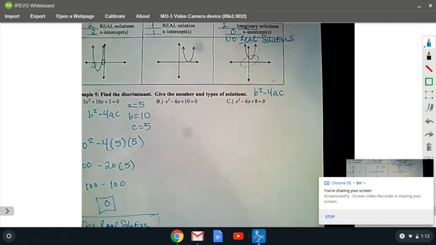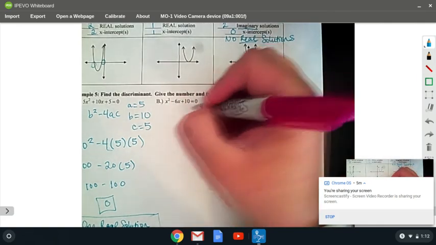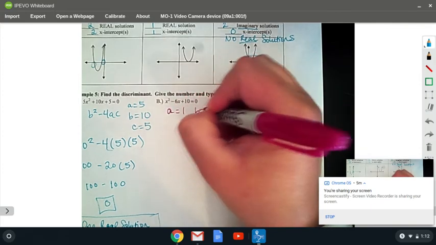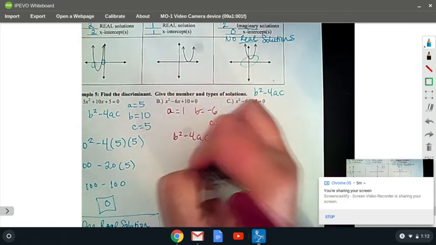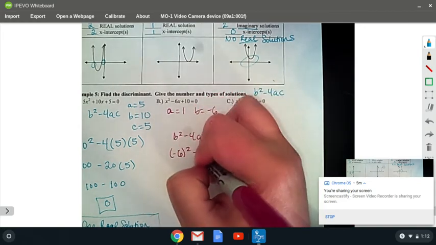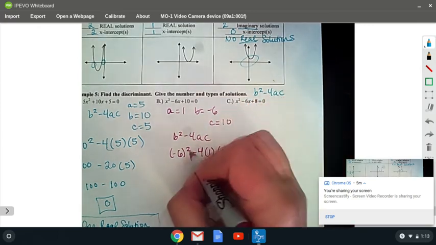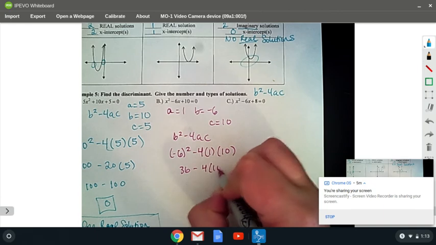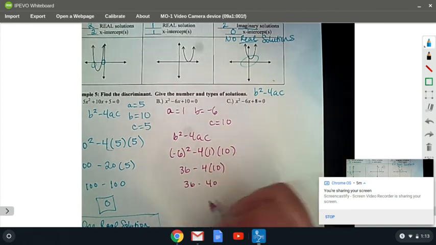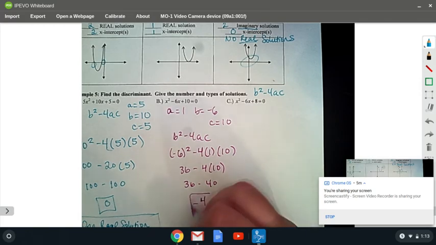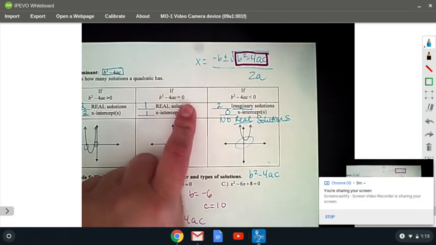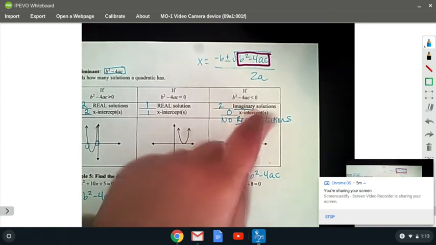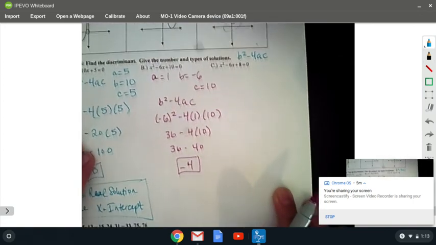I'm going to do this one in pink so you can see the separation. So our A is 1, B is -6, C is 10. So I got B squared minus 4AC. I'm going to plug in -6, 1, and 10. That's going to give us 36 minus 4 times 10, 36 minus 40, and that gives us -4. So that's a solution less than 0. So greater than 0 would be a number like 4. Equal to 0 has to be 0. Less than 0, any negative number. Okay, so we got a -4.